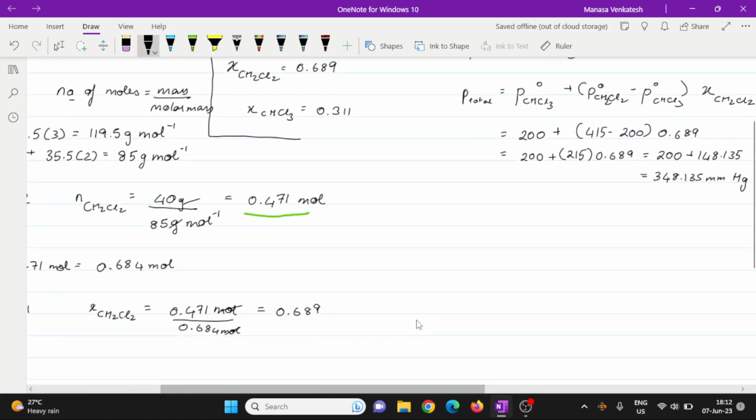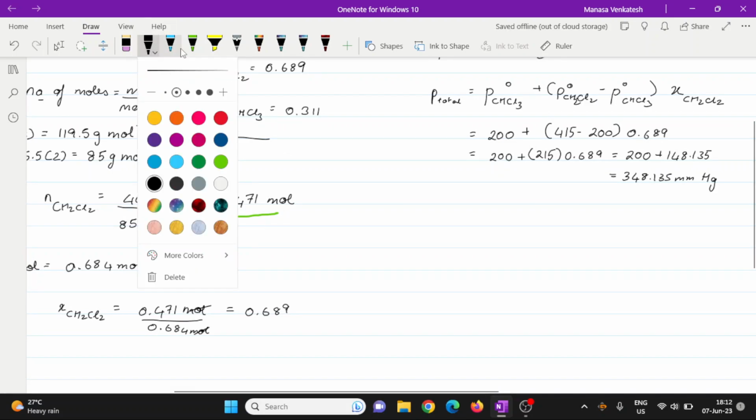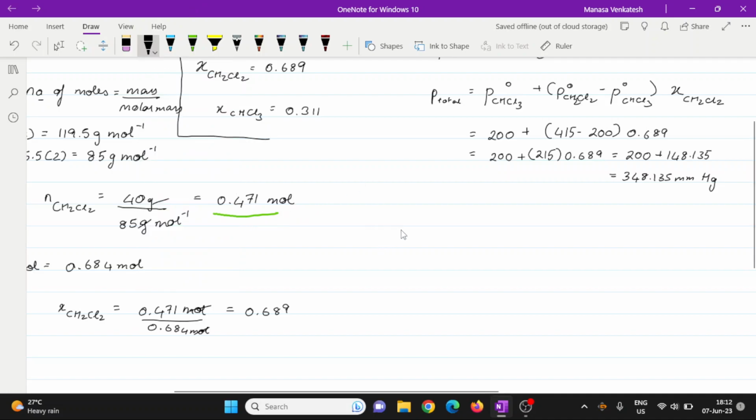The next part of the question asks for the mole fraction of each of these components in the vapor phase. So basically, you have an equation given in your textbook. We have the equation given in the textbook as P1 equals Y1 into P total. So we need to calculate the value of Y1, where Y1 is the mole fraction of the component in the vapor phase.